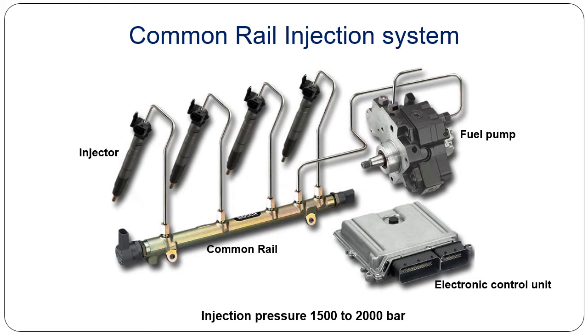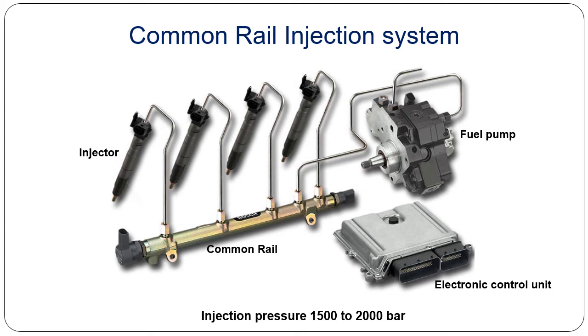Now the difference is, here again there is a pump, then there is a common rail where the high pressure fuel is supplied, and then injectors are connected to the common rail by means of a pipe. The pressure inside the common rail is maintained above 1500 bar, and along with these components there is one more important component which is called the electronic control unit, ECU.